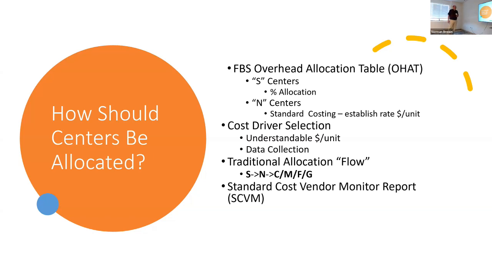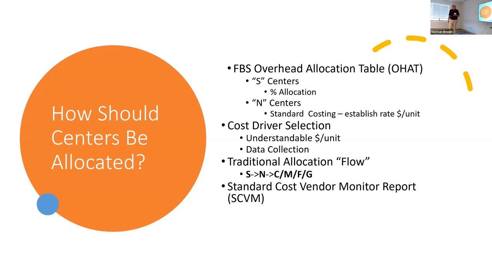The traditional FBS flow of centers is you go from an S to an N, then to a crop or livestock center. That's the traditional flow that I use. And Norm, I don't know if there's other ways of using those allocations. That's my typical way of doing things.